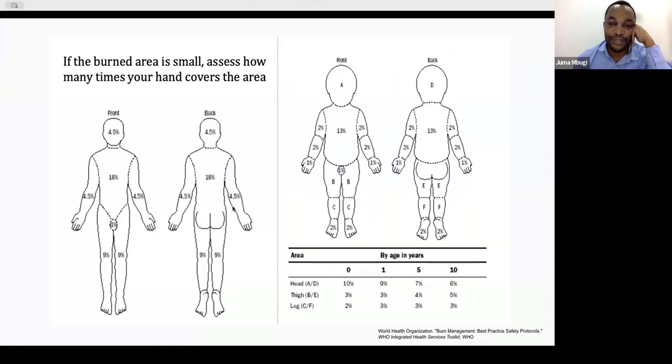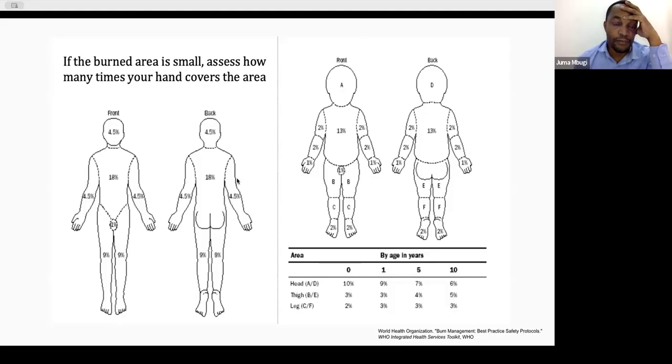So, Dr. Zaitoon, I think the sketches here explain themselves. So if the burn area is small, usually you assess how many times your hand covers the area. How many times does your hand cover the area?